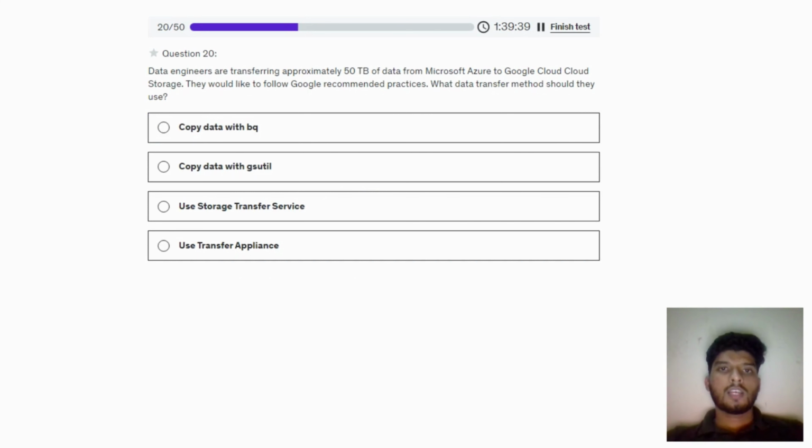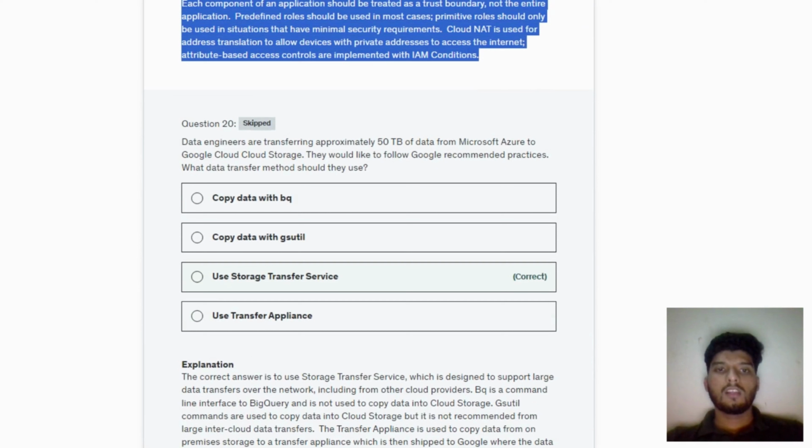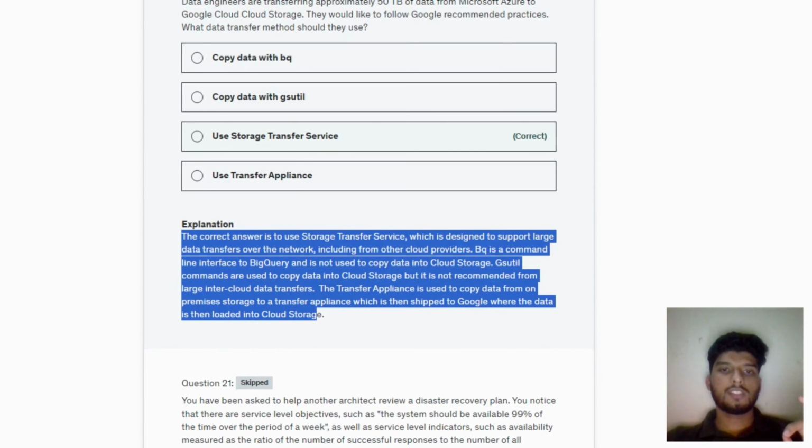Data engineers are transferring approximately 50 TB of data from Microsoft Azure to GCP Cloud Storage, and they would like to follow the Google recommended practice. Which data transfer method should they use? The options are: copy data with gsutil, copy data with BQ, use Storage Transfer Service, and use Transfer Appliance. So the right answer is use Storage Transfer Service. And here is the explanation for your reference. So, moving ahead to question 21.